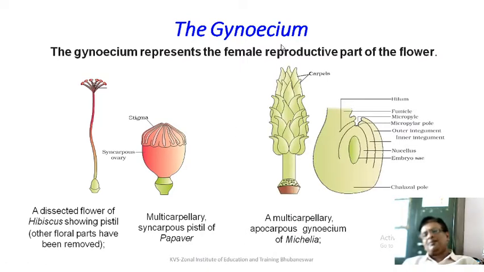Whereas in this particular diagram of Michelia, you will find that a lot of small units are there. These small units were separate pistils. So it is having a lot of carpels, so you call it multicarpellary. But as they are not fused together, they are free, so they are apocarpous. And of course, you can see the positioning, a typical anatropous ovule. We'll discuss the ovule in the next topic.